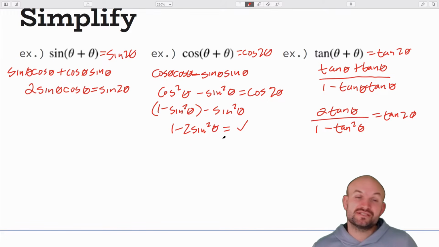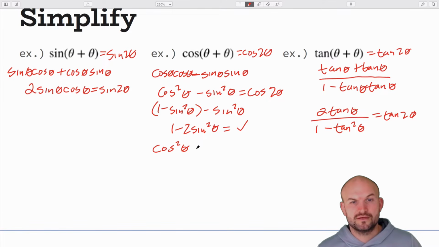All right, and we could do the same thing if we wanted to write these in terms of cosines. So if I did cosine squared of theta minus a 1 minus cosine squared. Again, that's the Pythagorean identity I'm using.